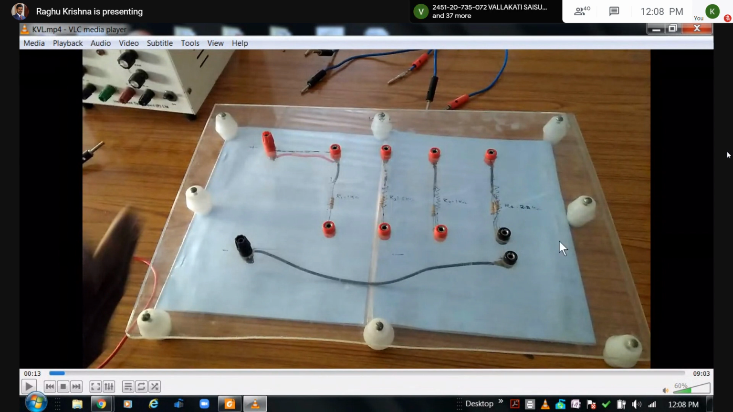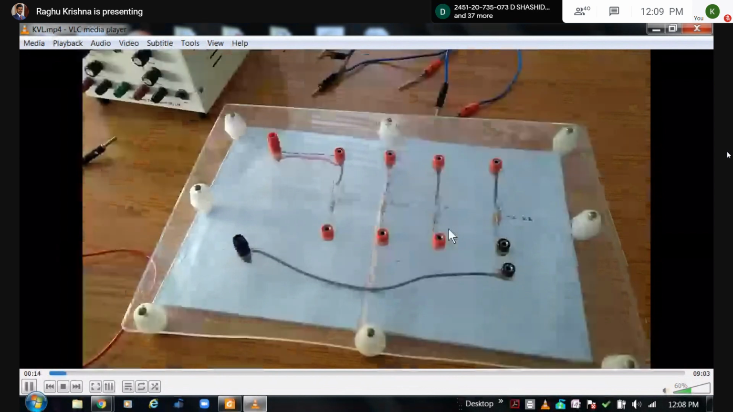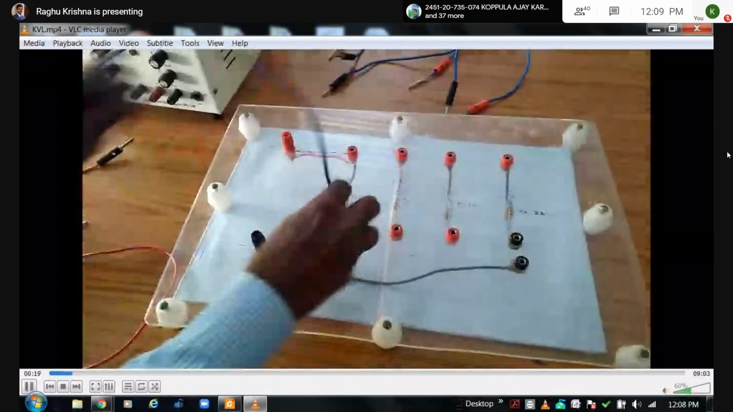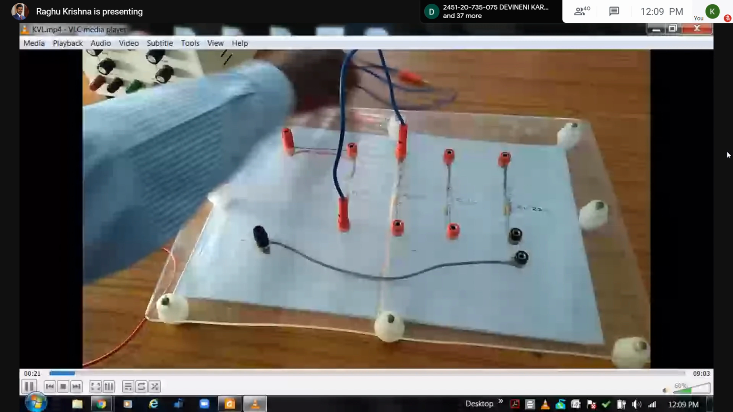And here let us do the connections. So first, we have connected R1 to R2, and R2 is connected to R3 starting, and R3 is connected to R4 starting, and now R4 is directly connected to here.